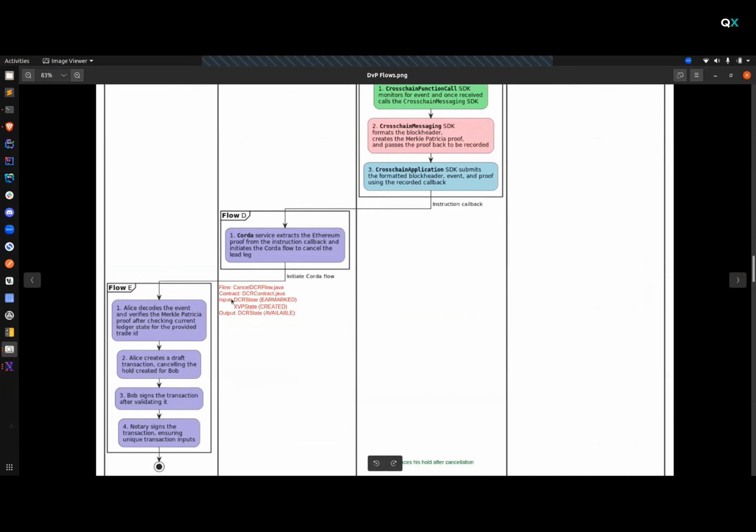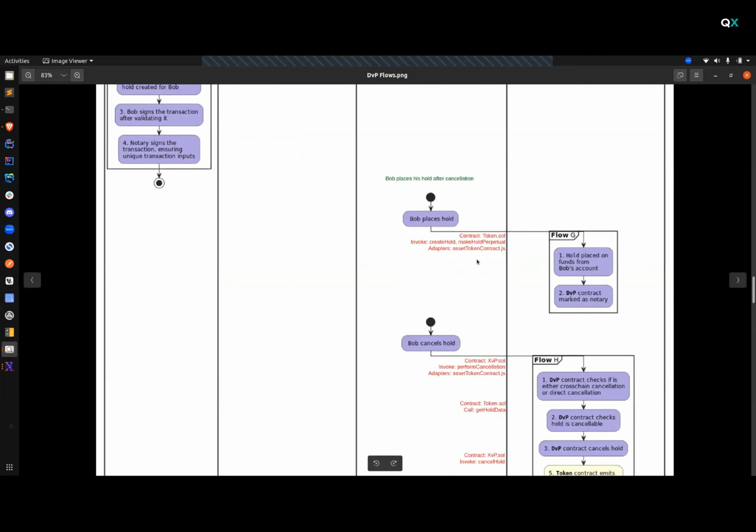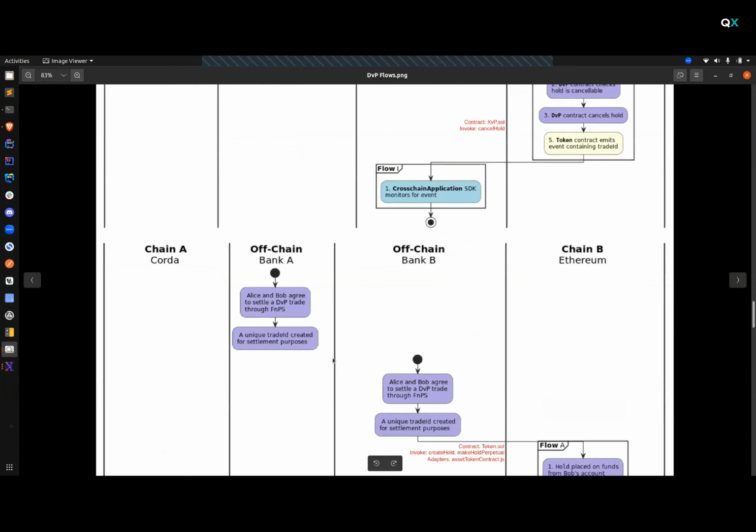It will consume the XVP state in its created state and the earmarked DCR, and it will take the basket of securities back to an available state. And then we must also cater for the case where Bank B comes after the fact and places its hold. It must be able to cancel directly, and this works exactly the same as on the previous Ethereum PVP example.